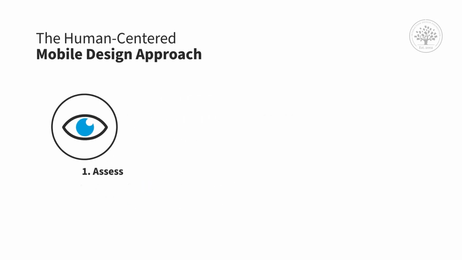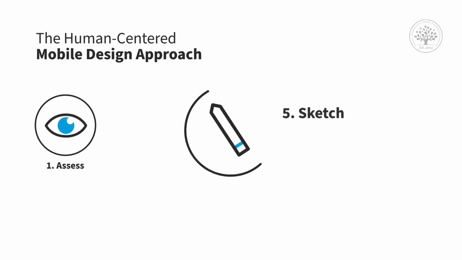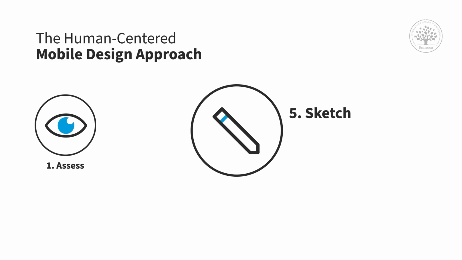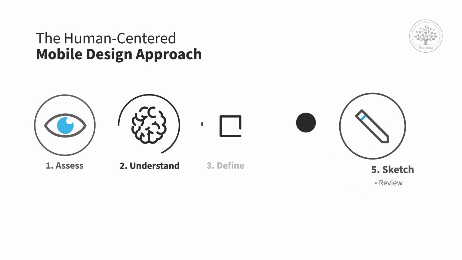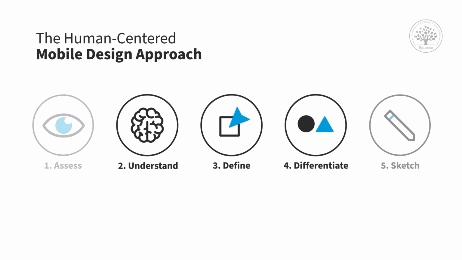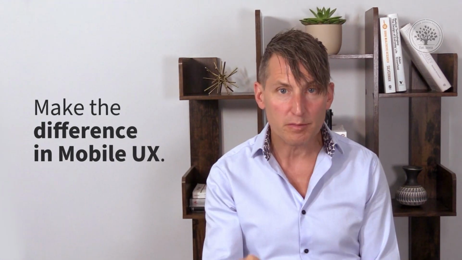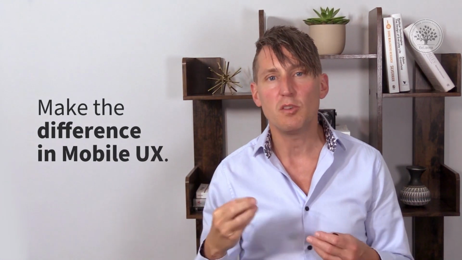The last step, step 5, should be familiar as well. It's sketch. So we'll also add sketch, review, refine, and have that sort of iteration. But it's what happens in steps 2, 3, and 4 that are really, really critical and make the difference in a mobile UX design that outperforms and differentiates and creates a very, very deep bond with a user, in a way that we call user adoption.